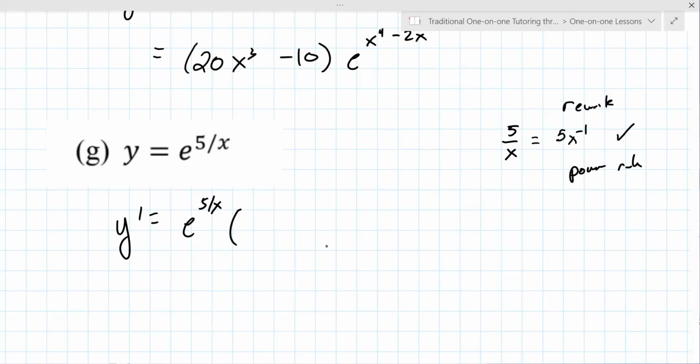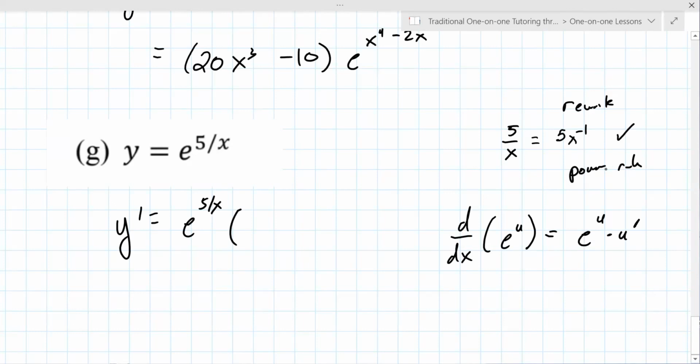Okay. I see what I did wrong. d/dx of e to the u is e to the u times u prime, meaning you've done that first part. And then you just have to take the derivative of 5 over x, and you rewrite it so that it's easier to take the derivative using power rule. Okay.